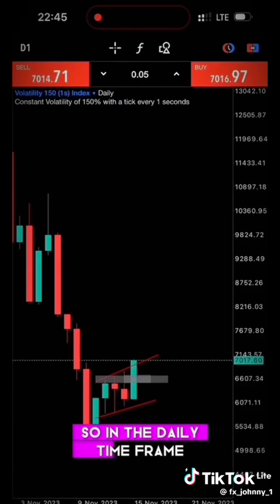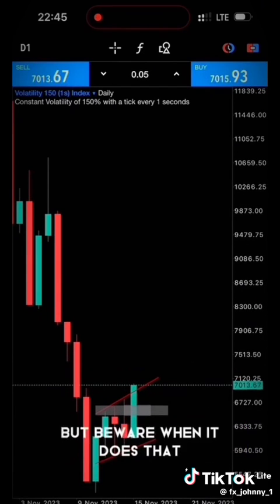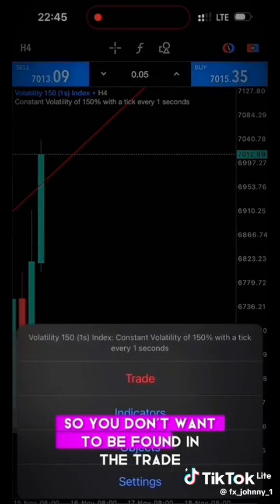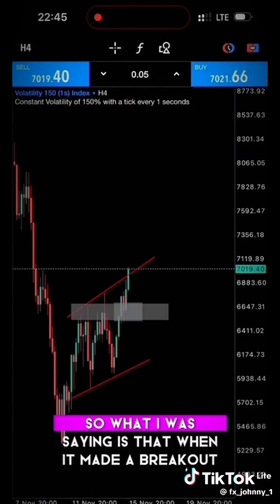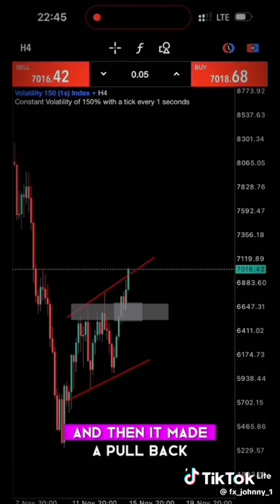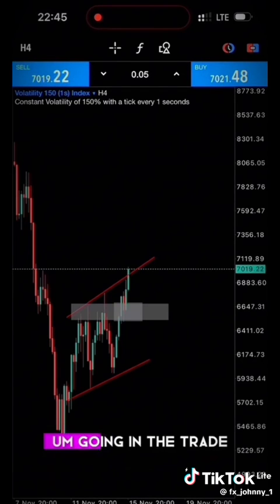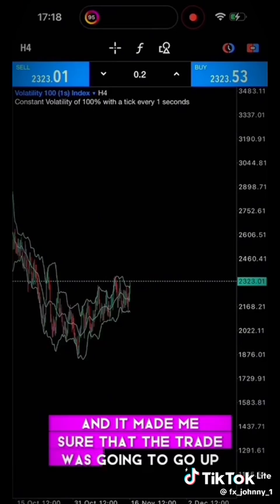So in the daily time frame, it has finally broken the trend line here, but when it does that, it usually comes back. So you don't want to be found in the trade during this time. So what I was saying is that when it made a breakout in the trend line there, and then it made a pullback, that was my go-ahead to keep going in the trade, and it made me sure that the trade was going to go up.